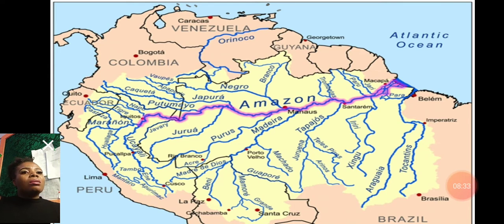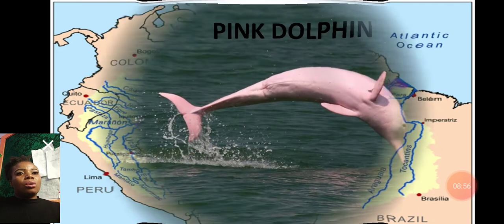The Amazon River has about 1,100 tributaries, as you can see. Remember the last time we treated ocean? I told you that anywhere you see blue on the map, it signifies water. So you can see they're all the tributaries of Amazon, and the Amazon flows into the Atlantic Ocean.